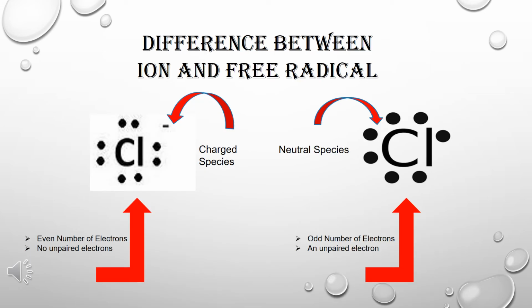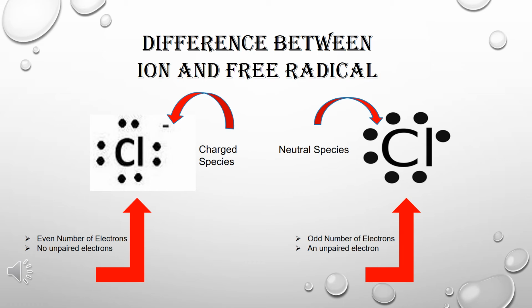Then the question arises, how can we differentiate between an ion and a free radical? Here we have given the differences between the ion and the free radical with the example of the chloride ion and the chlorine free radical. First, if you see the figure of the chloride ion and count the number of electrons in its outermost shell, you will see that there is an even number of electrons, and as a result, no unpaired electron is present, and also the negative charge is present on this chloride ion.